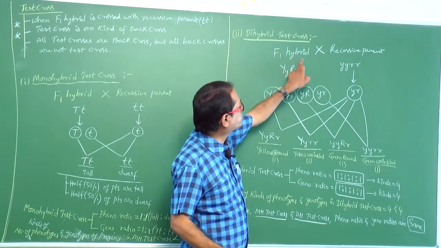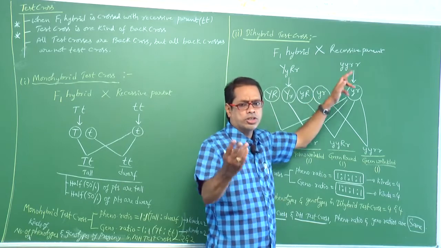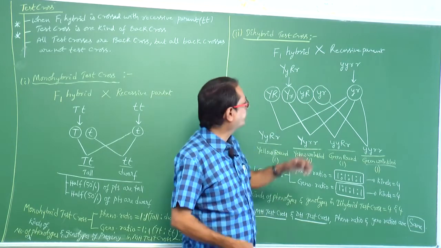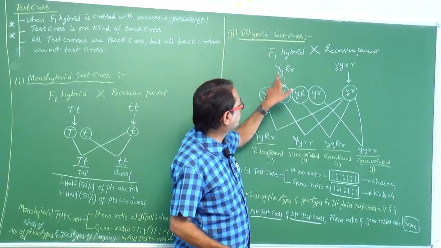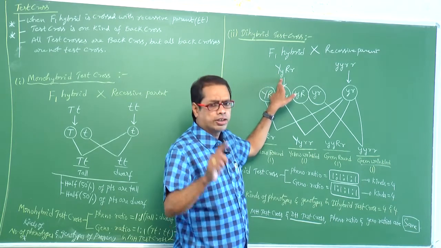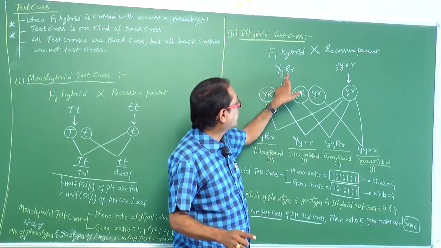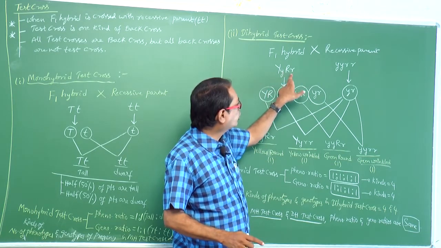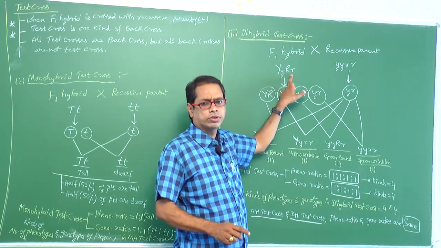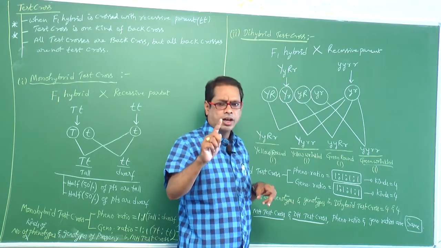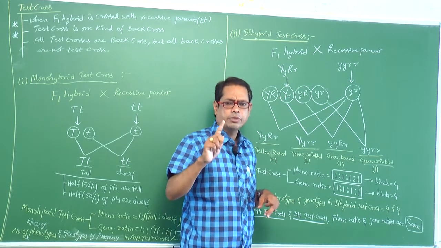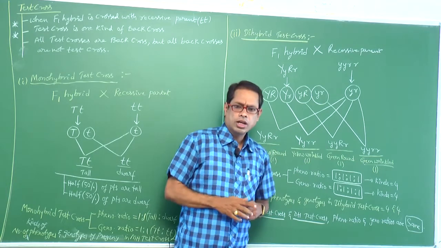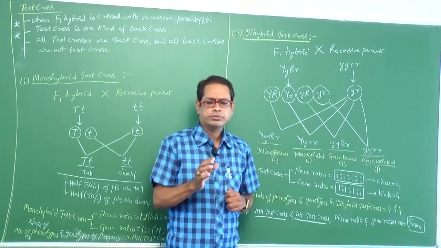When F1 hybrid is crossed with recessive parent, this is called a test cross. Okay. For the dihybrid, we have to take capital Y, small y, that is yellow; capital R, small r, round. Heterozygous yellow, heterozygous round. What is that? Capital Y for yellow, capital R for round. What do those characters mean?